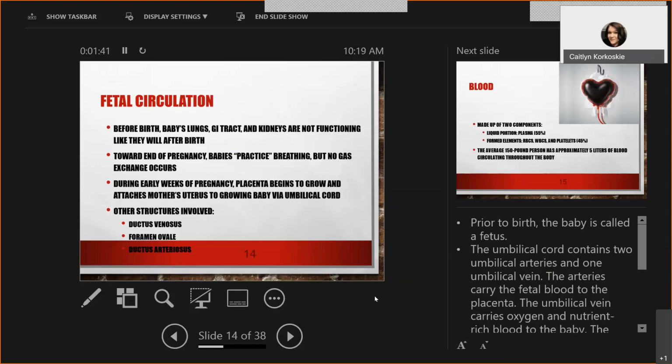During early weeks of pregnancy, the placenta begins to grow and attaches to the mother's uterus to grow the baby via the umbilical cord. The umbilical cord also helps with getting the blood. The umbilical cord has two arteries and one umbilical vein. The arteries carry the fetal blood to the placenta, and the umbilical vein carries oxygen and nutrient-rich blood to the baby.